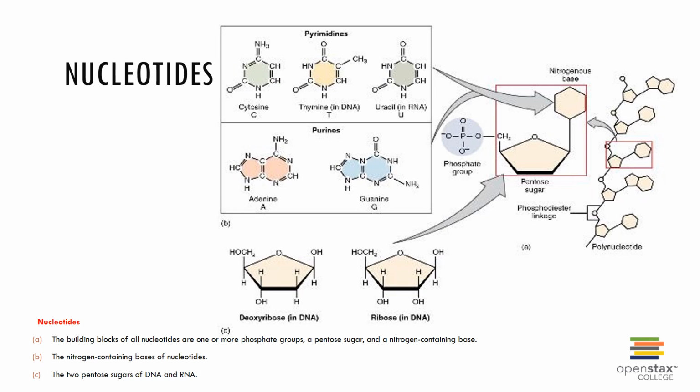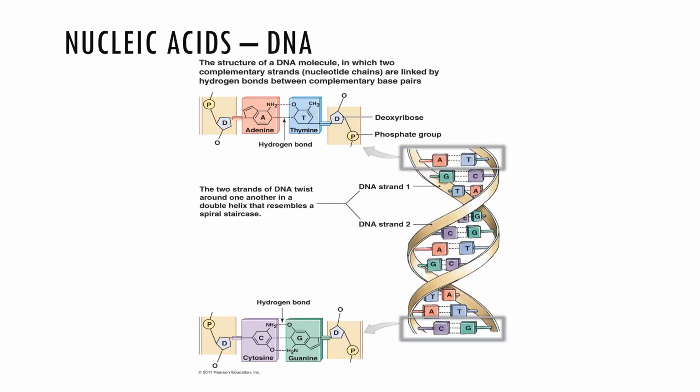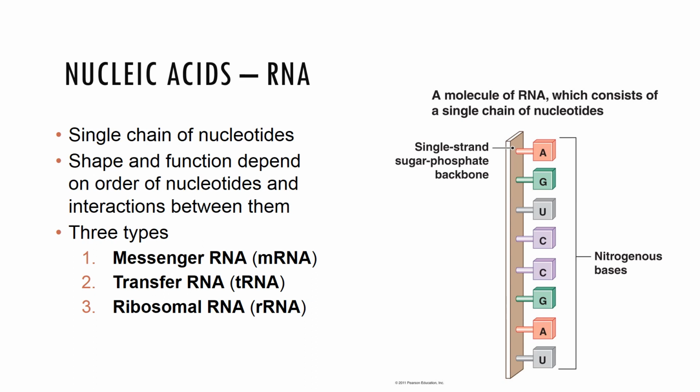Now, DNA and RNA are both nucleic acids. They again are formed by dehydration synthesis. Same reaction we've talked about previously. And you can see how nucleic acids come together to form the 2 different strands of DNA. So DNA is a double-stranded molecule and RNA is a single-stranded molecule. There's different forms of RNA that you will learn about later on in the course.